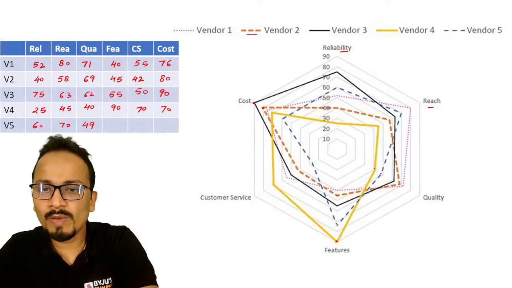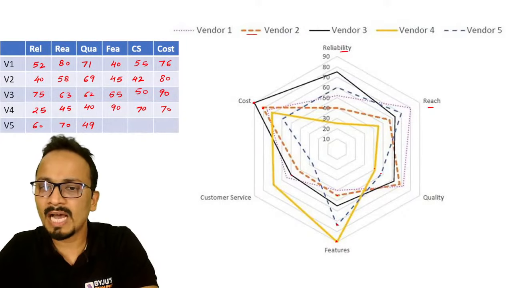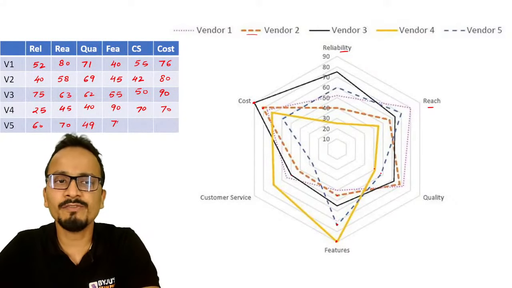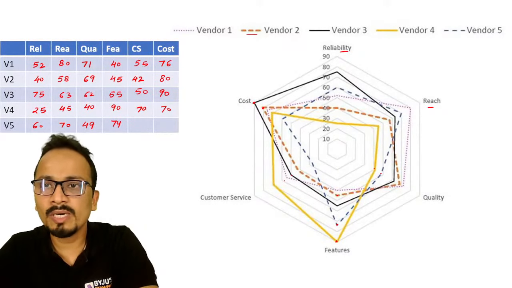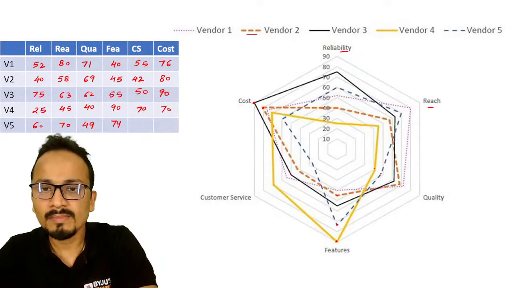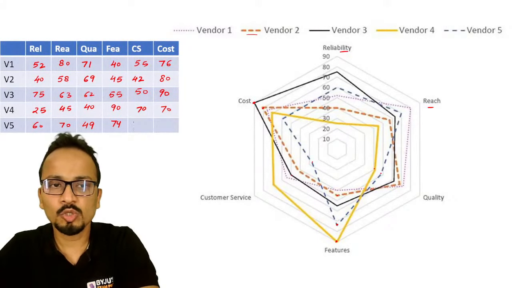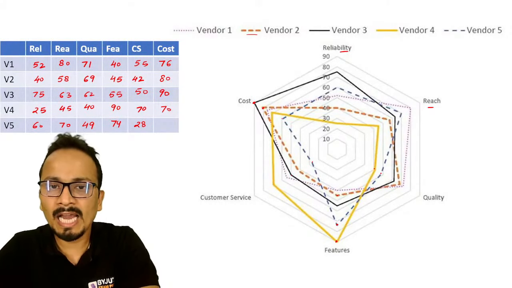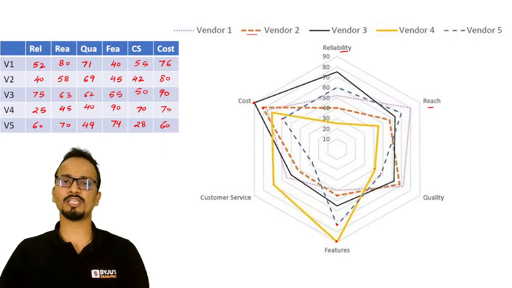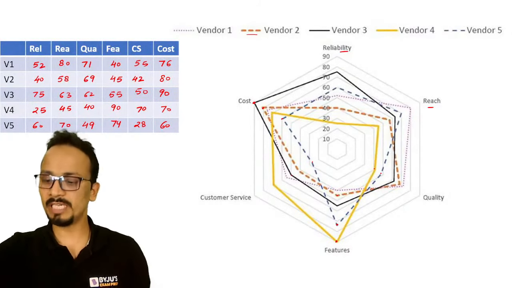Then this value is below 80, between 70 and 80, a little less than half, so I'll mention 74, 75. Then the next value is this one, below 30, so we may write it as 28 or 27, and finally this value, so it is 60. All right, so this is the completion of the table.